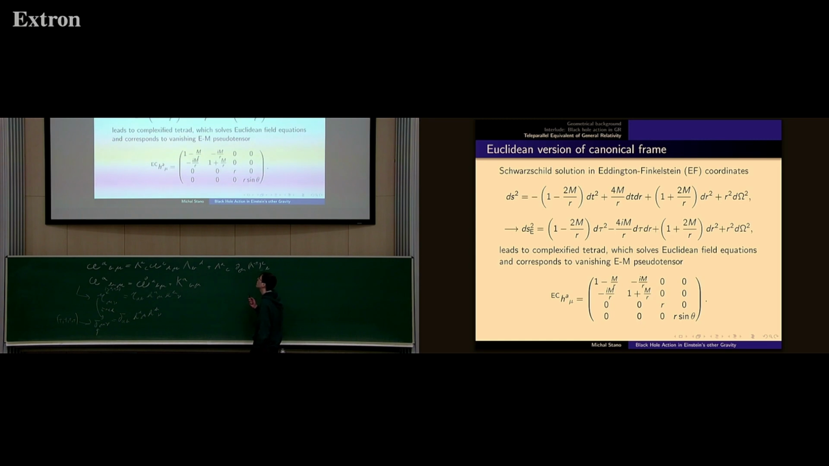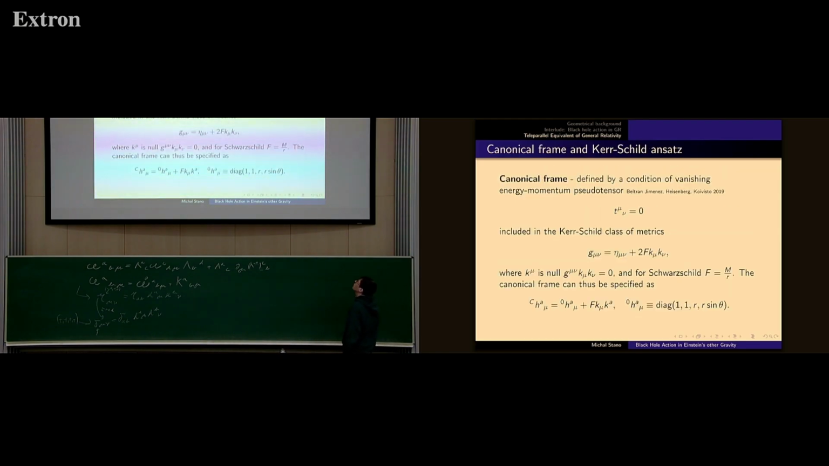Once you are using non-static coordinates, you will inevitably obtain a complex metric once you do the naive coordinate Wick rotation. And once we've done it, you can use this relation, and you can then read off the form of the tetrad, which will also, in this case, turn out to be complex.